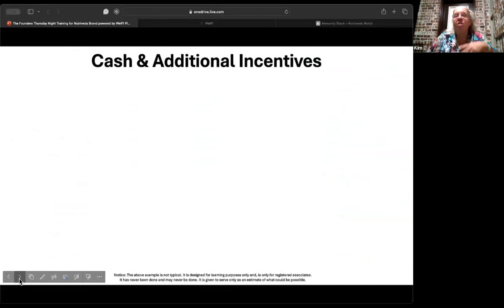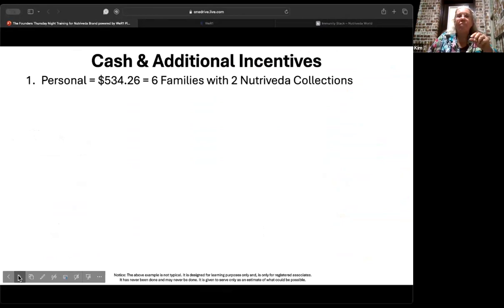Now, cash additional incentives. The first thing is, here's what your personal commissions are. This is on the first 5 people that you've introduced. When you have 6 families with 2 Nutraveda collections, you're going to earn a little over $500.